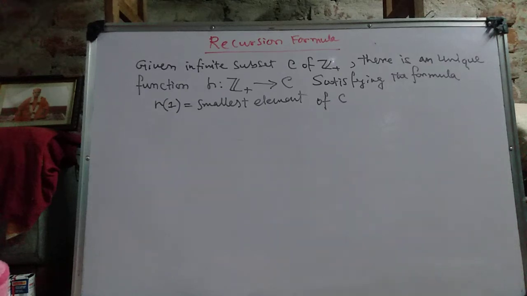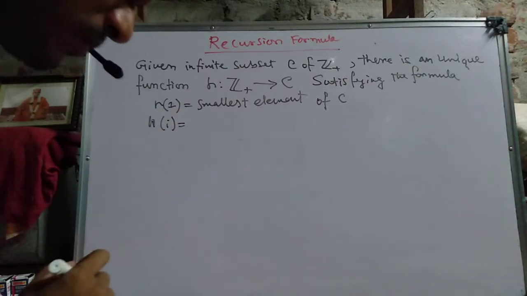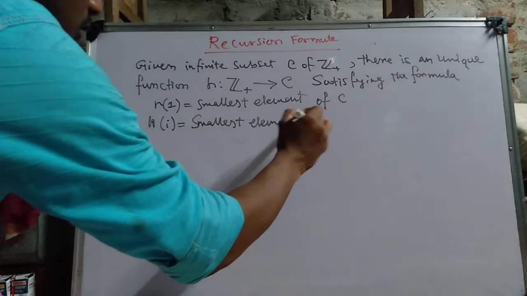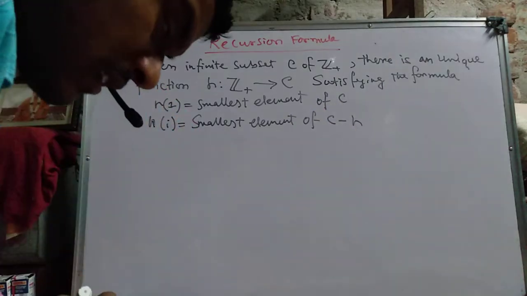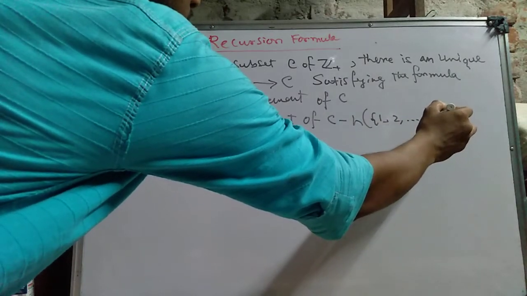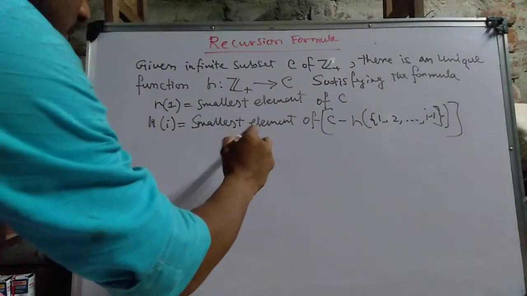Today we start with the recursion formula. Given an infinite subset C of Z plus, there is a unique function h from Z plus to C satisfying the formula: h(1) equals the smallest element of C, and h(i) equals the smallest element of C minus the set {h(1), h(2), ..., h(i-1)}, for all i greater than 1.